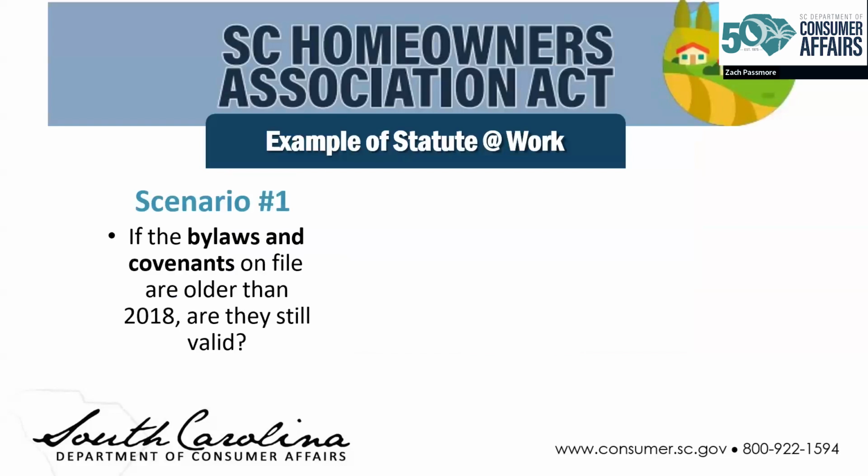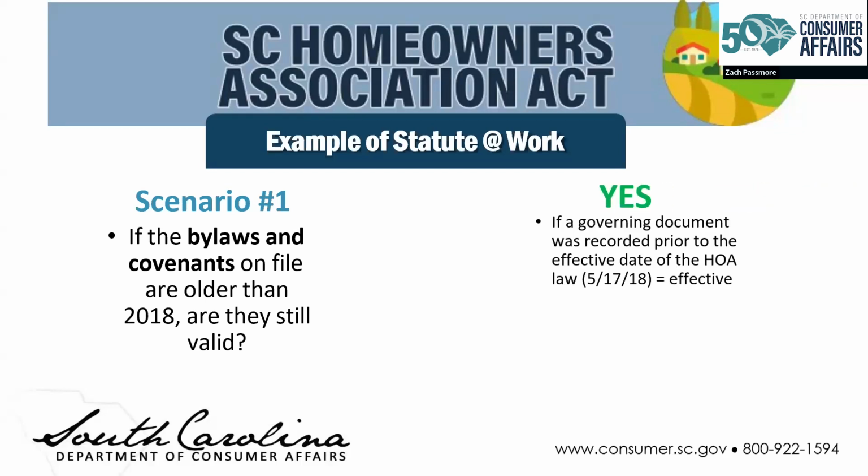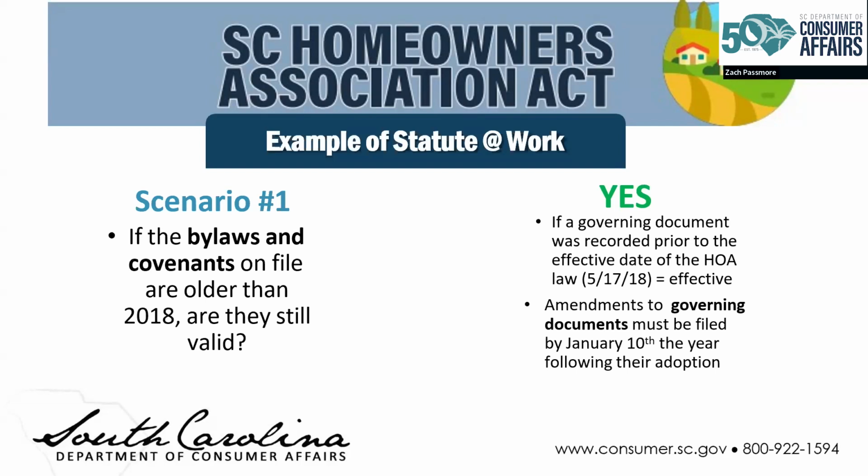So let's look at some scenarios that bring into account the Homeowners Association Act. In this scenario, if the bylaws and covenants on file are older than 2018, are they still valid? The answer is yes, they are still valid if a governing document was recorded prior to the effective date of the Homeowners Association Act, which again was May 15th, 2018. If it was recorded prior to that date, then it is effective. Any amendments to that governing document must be filed by January 10th, the year following their adoption.